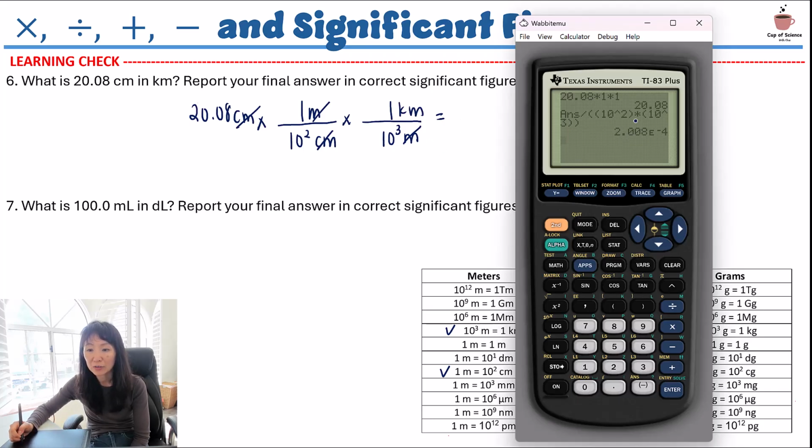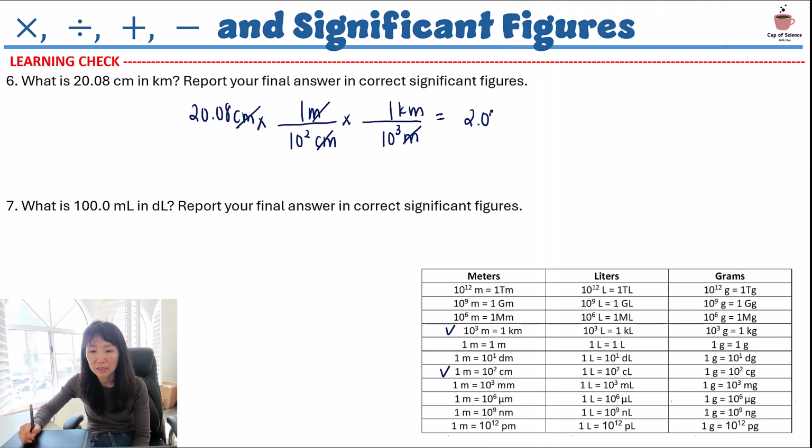2.008. And then you'll see this E to the negative 4, or your calculator might have given you a decimal. This E just represents 10 to the negative 4. Please do not write E in your answers, but rather write times 10 to the negative 4. So that is 2.008 times 10 to the negative 4 kilometers.